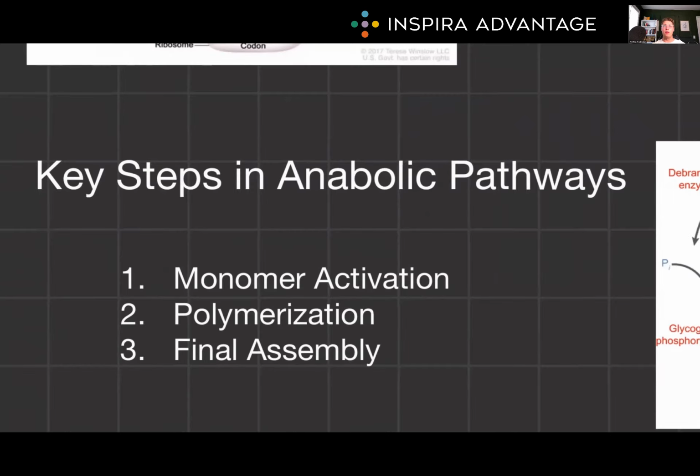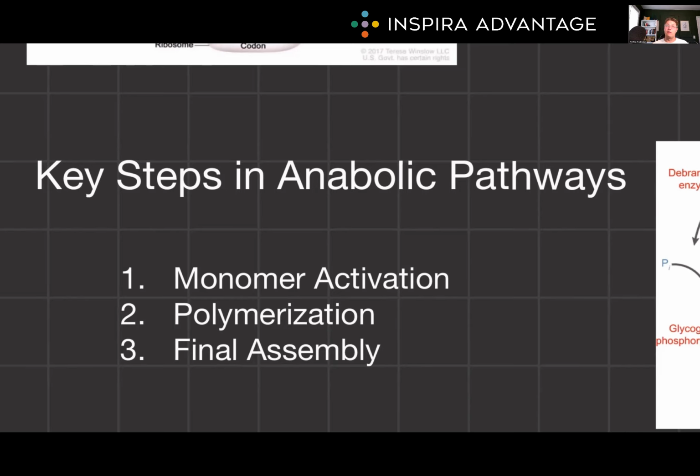To hammer this home, the three key steps for anabolic pathways are: first is the monomer activation, which is where small molecules are activated using energy. For example, during glycogen synthesis, glucose molecules are phosphorylated to form glucose 1-phosphate. The second is polymerization. These activated monomers are going to be assembled into larger molecules. In glycogen synthesis, glucose 1-phosphate molecules are linked together by glycogen synthase to form glycogen.